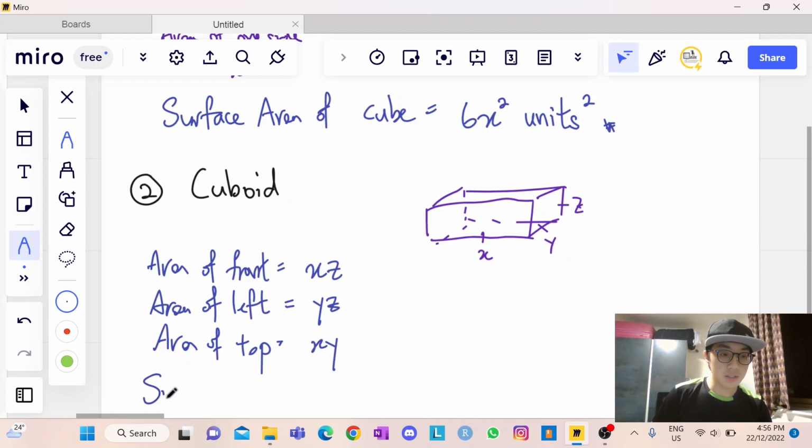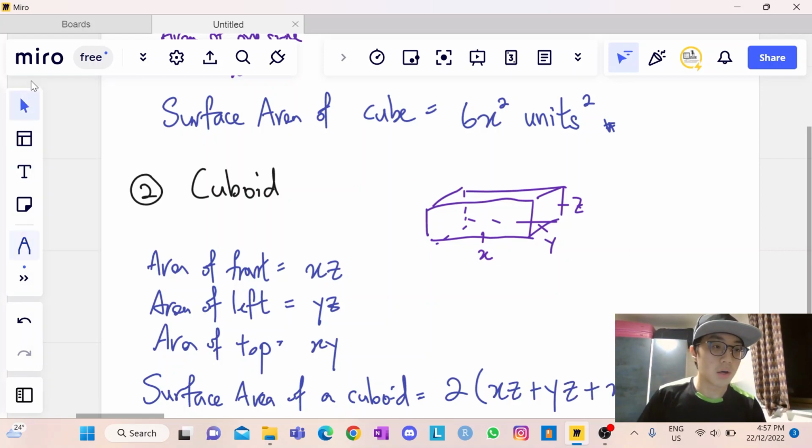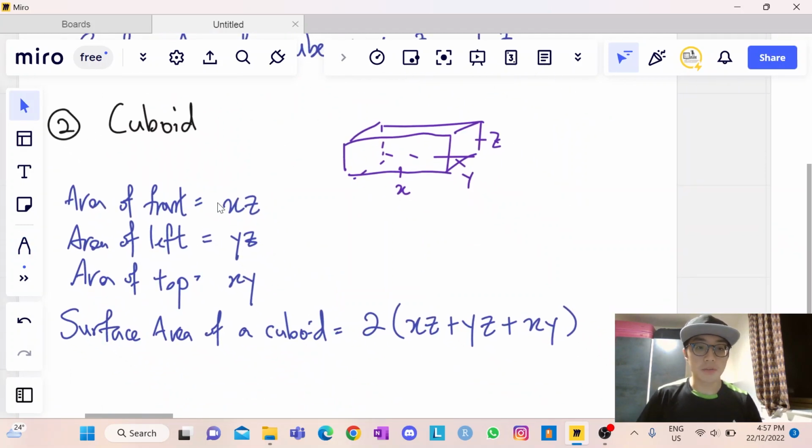So the surface area of a cuboid will be equal to 2 multiplied by (xz plus yz plus xy). It's just that simple. Remember to multiply each of these by 2 because the area of the front will be equal to the area of the back.